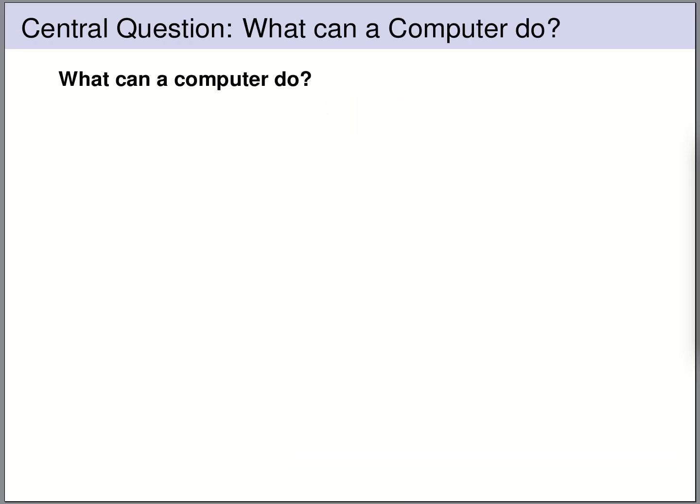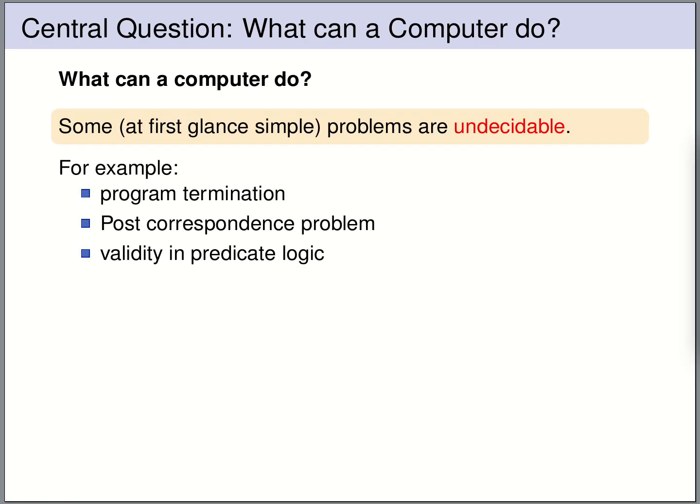One of the central questions in this course is, what can a computer do? What are the limitations of computers? And it turns out that some at first glance simple problems are undecidable. This means that there cannot exist a program that always answers these questions, that solves these problems. So no matter how hard you try, it is impossible to write a program that solves these problems.